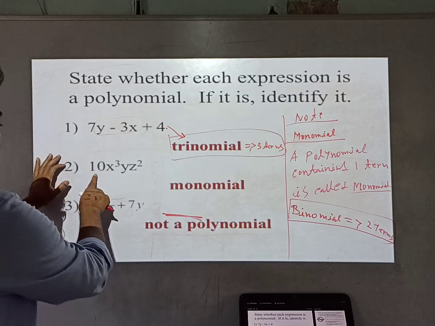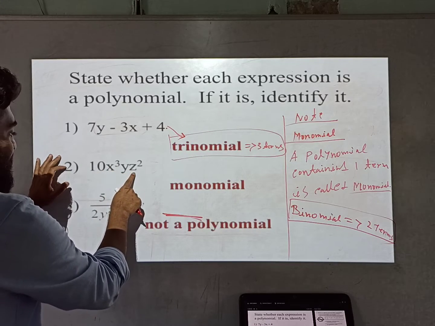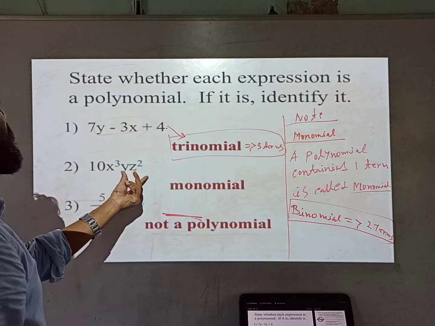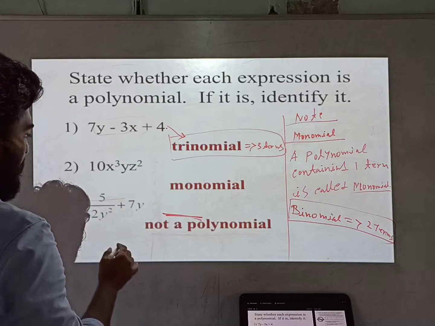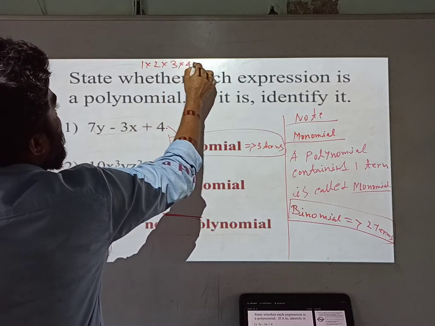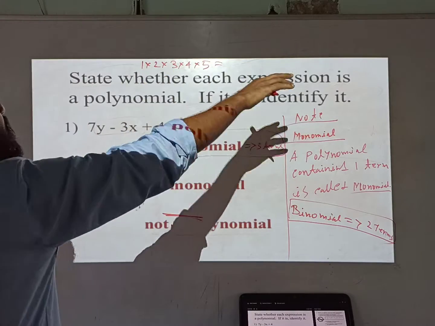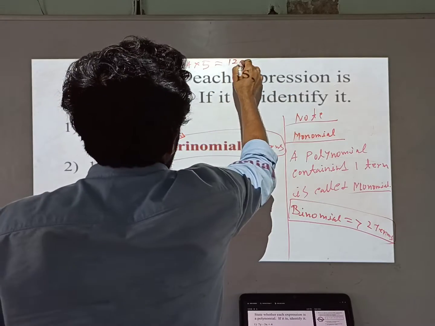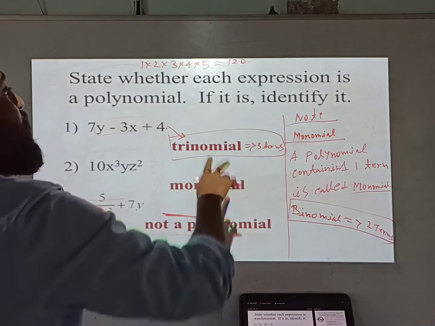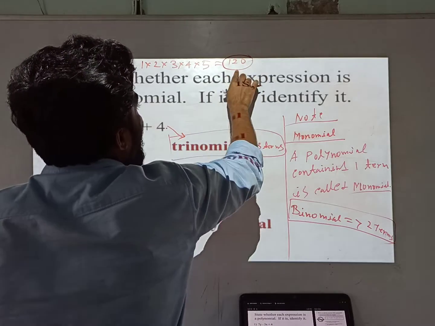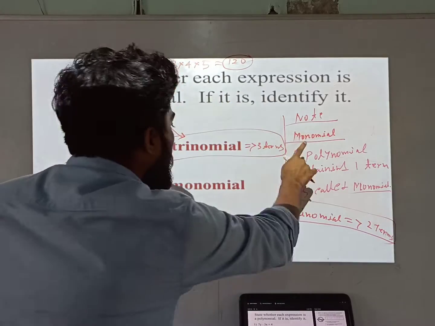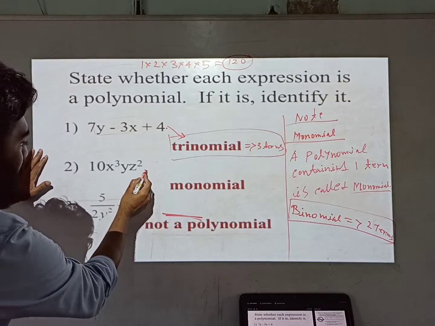Here, 10x square y z square. See, 10 into this, into this, into this. If I multiply 5 numbers, 1 into 2 into 3 into 4 into 5, what is the answer? That is 5 factorial, 120. When I multiply 5 numbers, I get only one number, means only one term. That is monomial. So this is monomial.